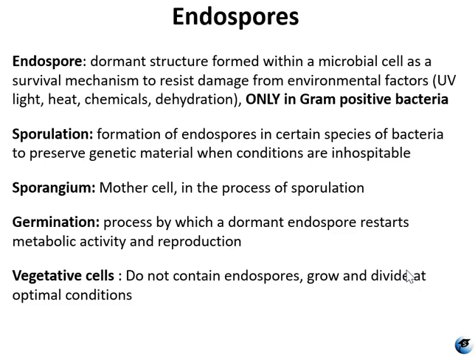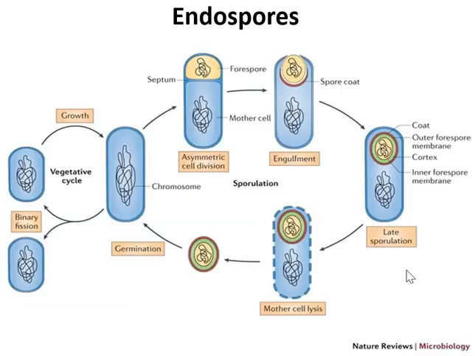Sporangium is the name given to the mother cell, which is the cell that is in the process of forming a spore. Germination is the name of the process in which endospores restart their metabolic activity and the cells become vegetative. And vegetative cells are those that are growing and dividing. They're reproducing. Essentially, sporulation is like a cell going into hibernation, while germination is like when hibernating cells wake up and start to make babies. Like bears and such do in the winter, and then they wake up and mate in the spring.